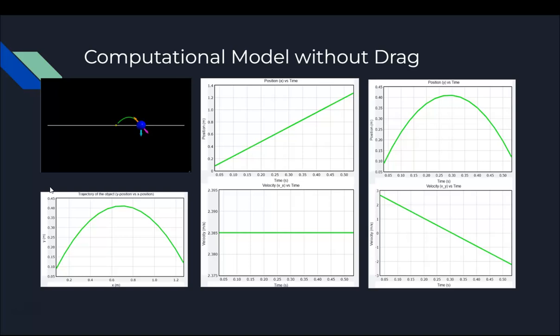Here is the resulting computational model without drag. In this model, we are assuming that there is no drag affecting the paper ball. As you can see, the trajectory of this paper ball is still parabolic. However, the velocity in the x direction is constant, and the velocity in the y direction still decreases. The difference is that the paper ball travels further in the x direction, and the velocity is constant due to drag forces being set to 0, which means that the net force in x will stay at 0.